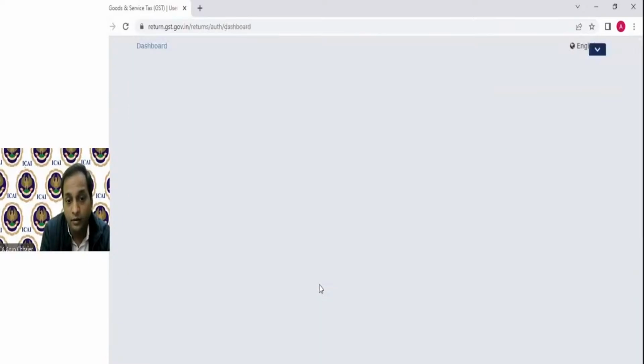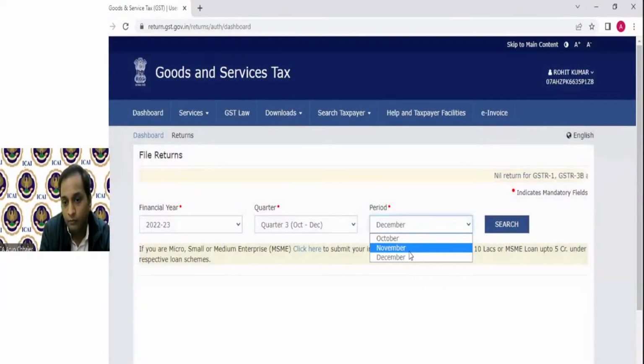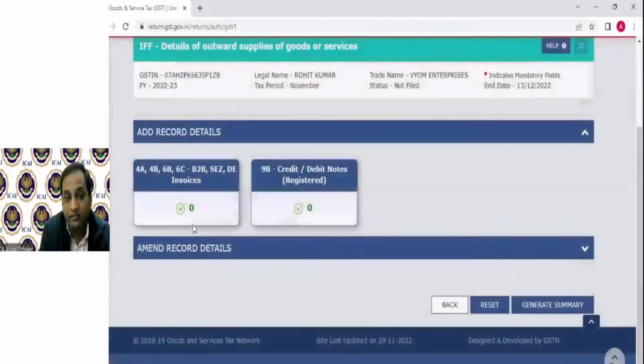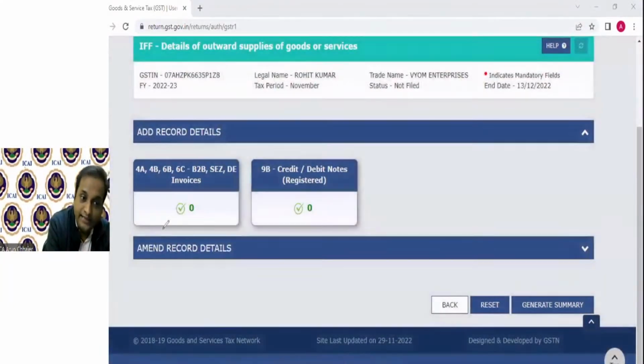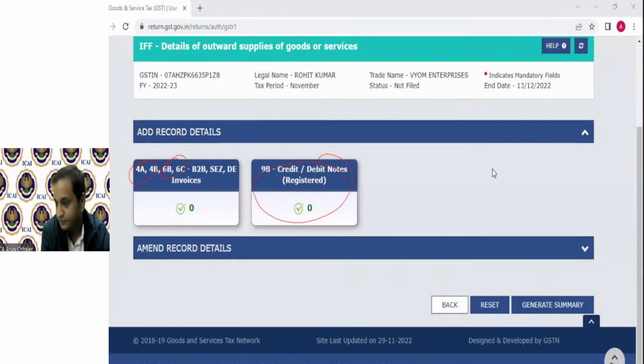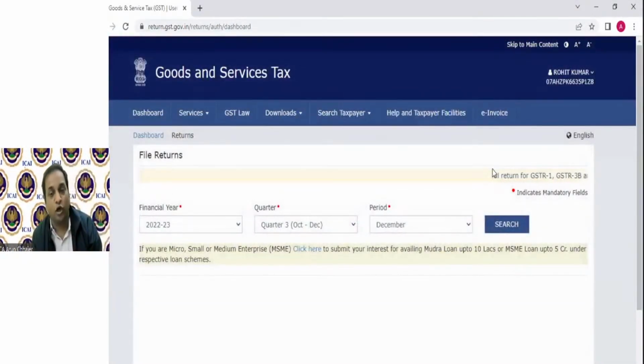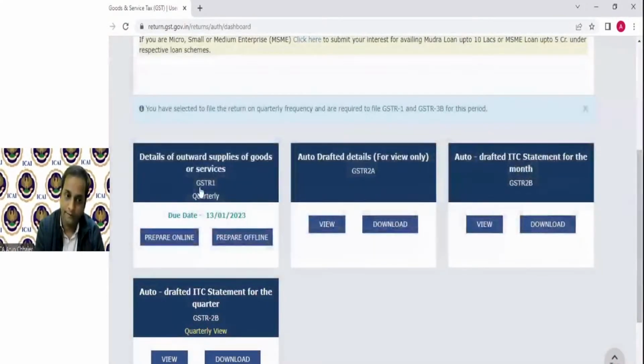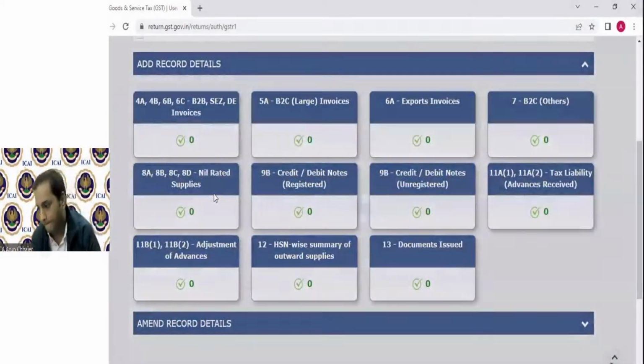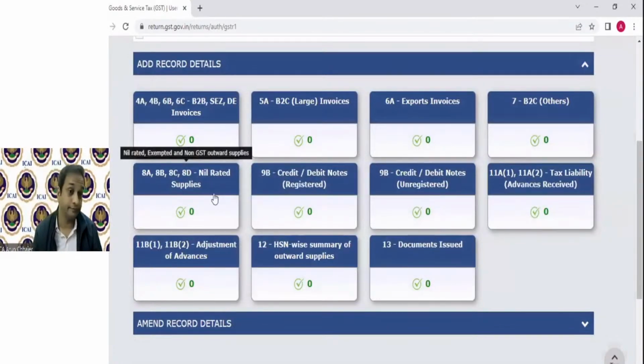But before that, let me go to IFF, and IFF will have two tables. It is B2B outward supply, whether it is inter or intra. It is supply to SEZ or deemed export. And this is debit and credit note. That's it. यहां तक बात क्लियर है. IFF is clear to all. Kindly confirm.